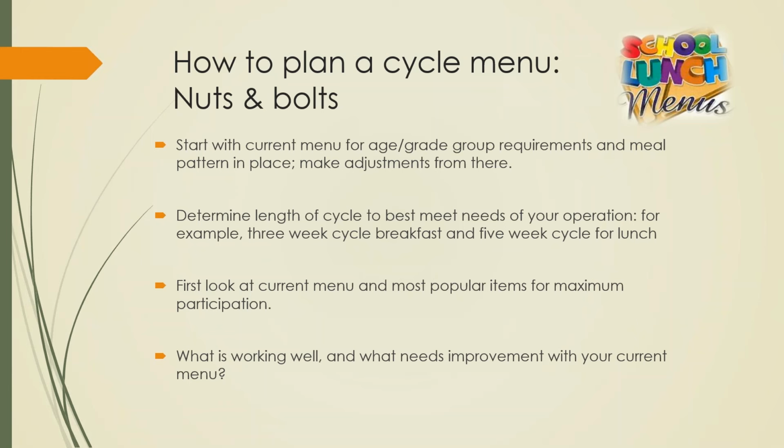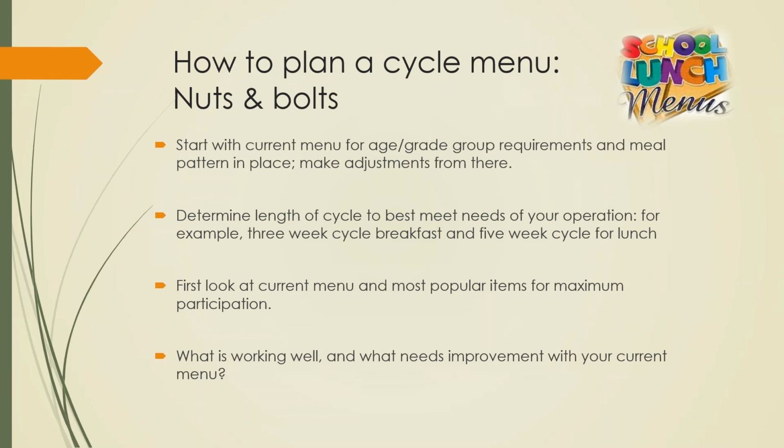So nuts and bolts, where do I start with a cycle menu? The first thing you want to do is take a look at your current menu in each of the age grade groups and look at what meal pattern you have in place, and then start to make adjustments from there. The second thing you have to ask yourself is what is that length of cycle to best meet the needs of your operation? So keep in mind you can have varying lengths of a cycle menu. For example, you may want to start with a 3-week breakfast cycle and a 5-week cycle for lunch. You can run that rotation through your student population and then make adjustments as necessary.